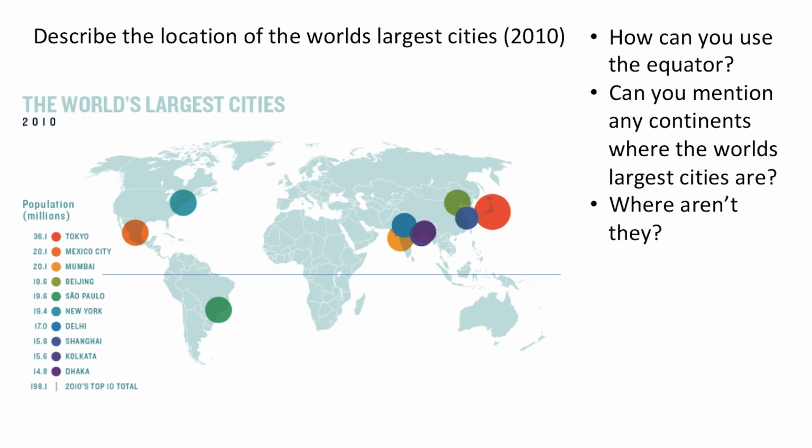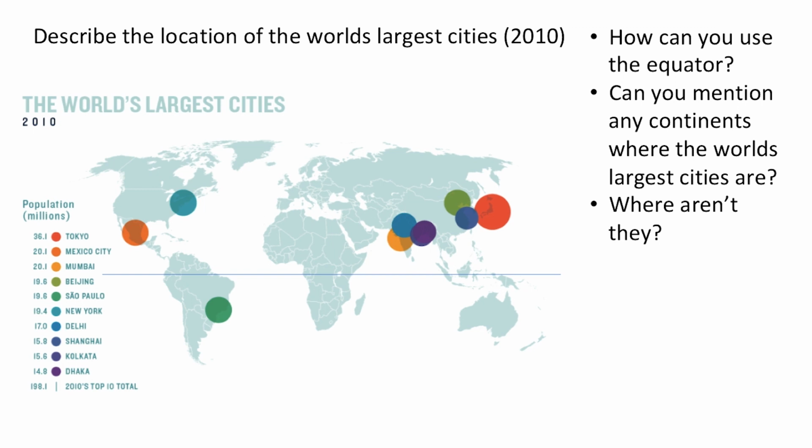Let's take a look at a different type of map. In this map, we're being asked to describe the location of the world's largest cities. Again, cast your eye to the map and just take a moment to look at it. It's got a key with population of millions down the left-hand side. Tokyo, with 36.1 million people, is the largest, with Dhaka at number 10 with 14.8 million people. At the bottom I can see that this is based on 2010's data.